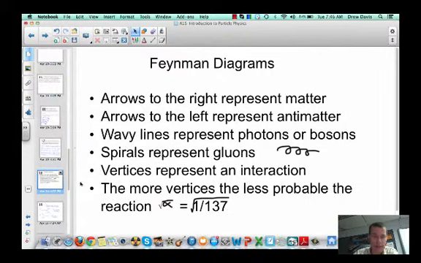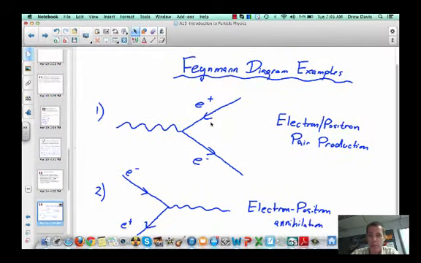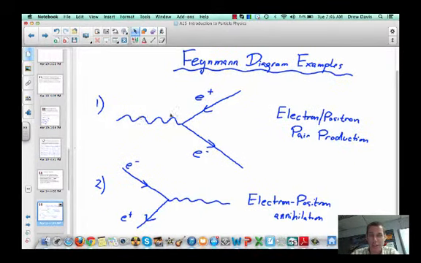All right, let's skip ahead and let's try some of these. So here are 2 examples of Feynman diagrams. The first one, number 1, is an electron-positron pair production. Time moves from left to right, and we have a photon moving through space from left to right. And all of a sudden, at this vertex, the photon becomes a positron, and we know it's a positron because it's positive, and the arrow is pointing to the left, so it's antimatter, and an electron. An electron is matter because the arrow is pointing to the right.